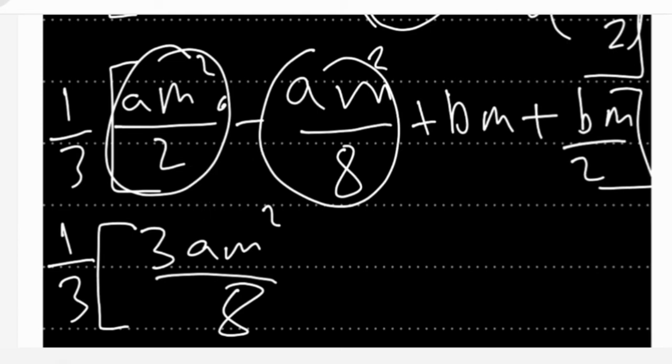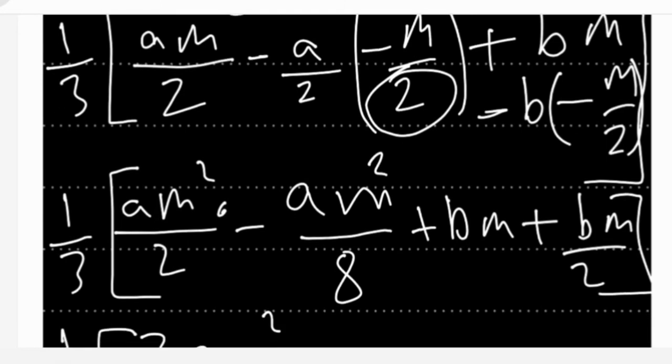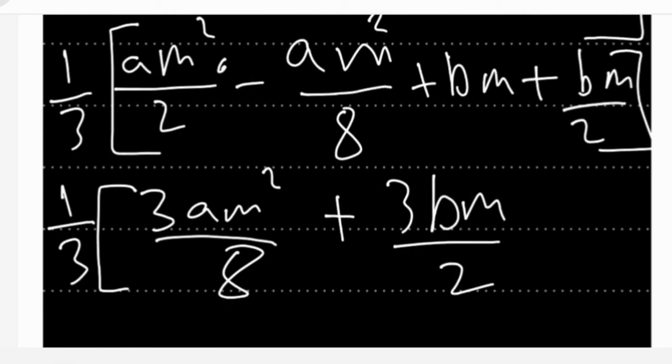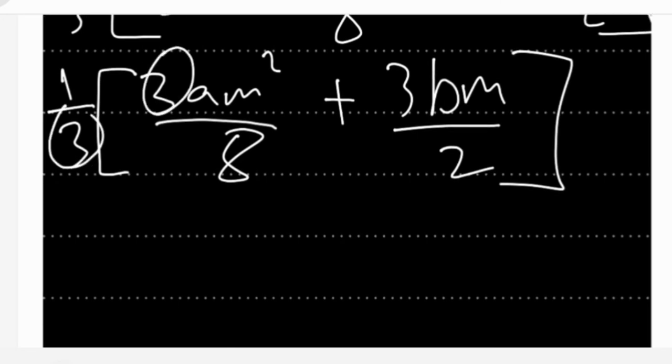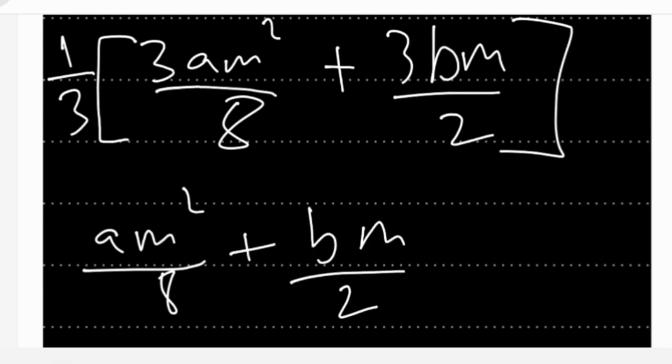If you are doing integrals, I think you already know this stuff. And here the same thing: 2 plus 1 is 3, so plus 3 b m divided by 2. Now this is why you can't forget about the 1 over 3: it is going to cancel both of these 3s when multiplying. So we'll have a m squared divided by 8 plus b m divided by 2.